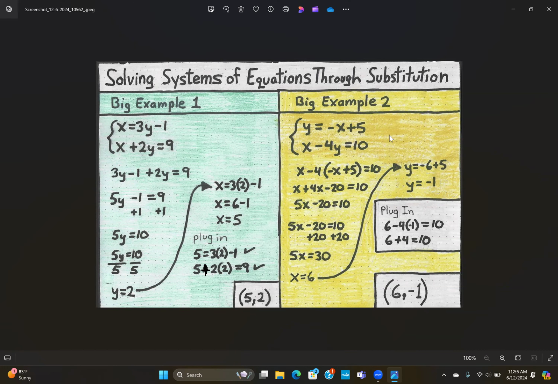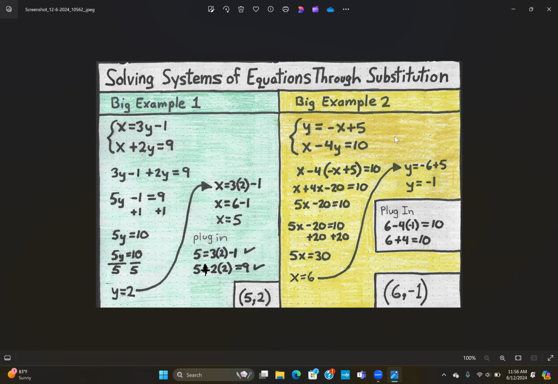Yes, we got it. Let's go to big example 2 and work it out the same way, in which we have y is equal to negative x plus 5, and we have x minus 4y is equal to 10.